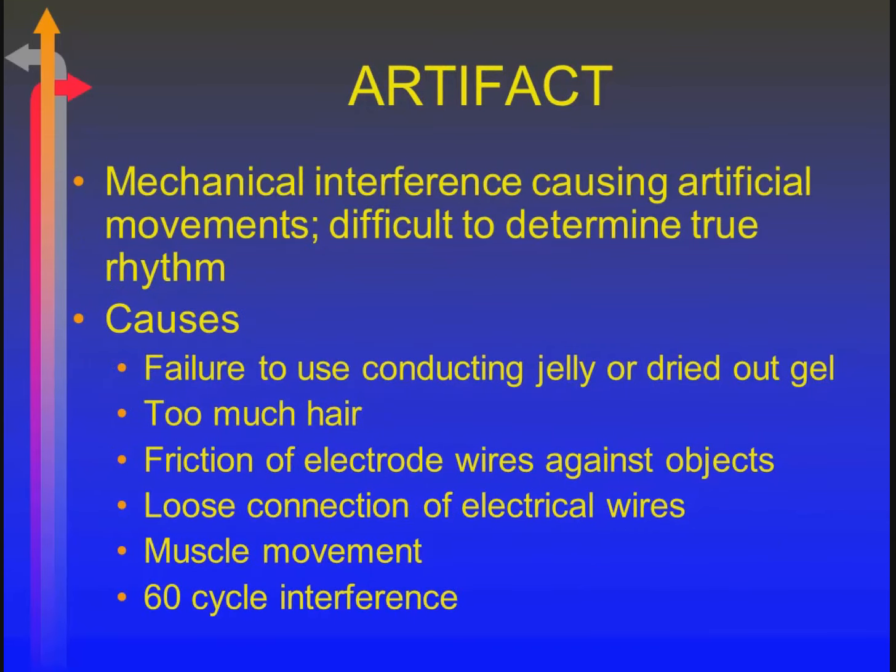Let's talk about artifact. This is basically something where we can't see what's really going on because there's something interfering with our view of it. Can be everything from an electrode that's just dried up, is not conducting well.